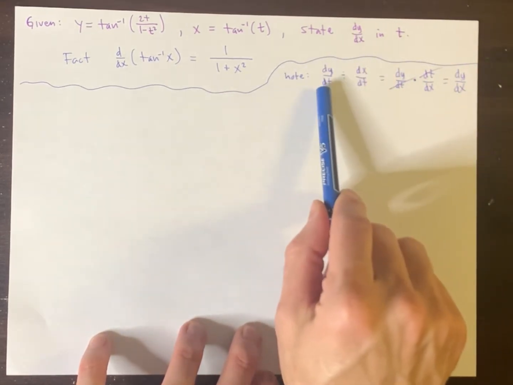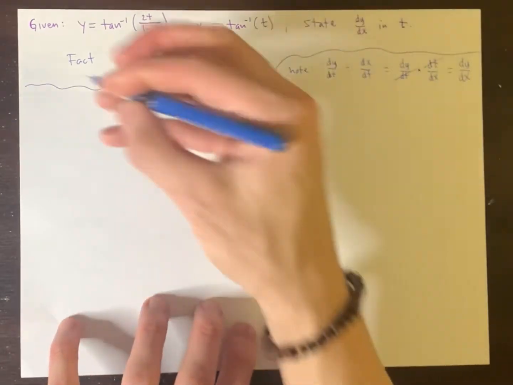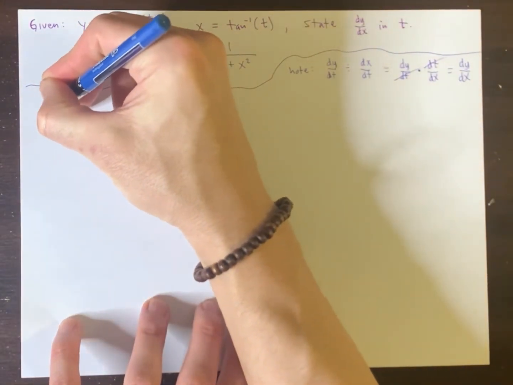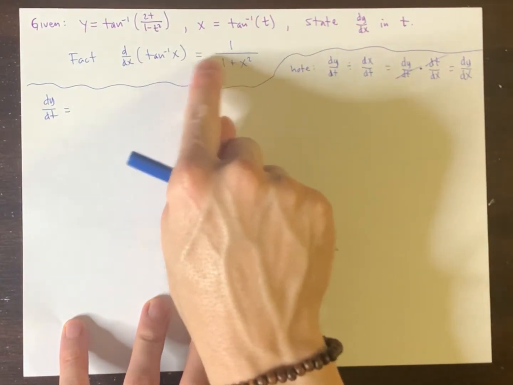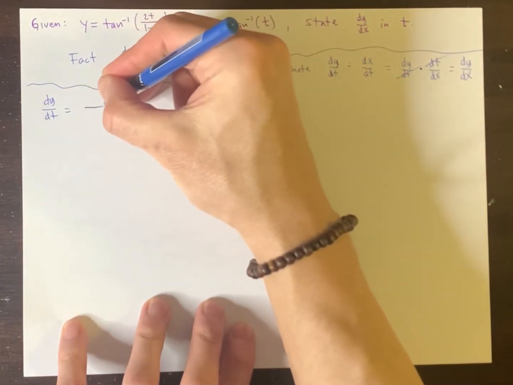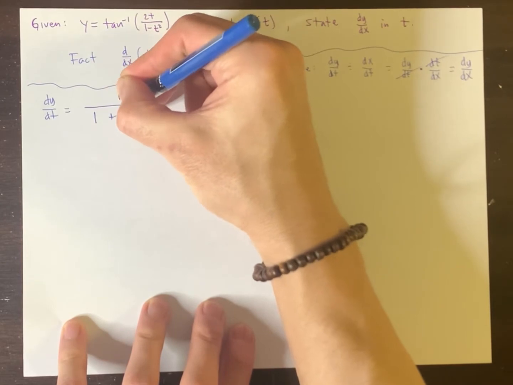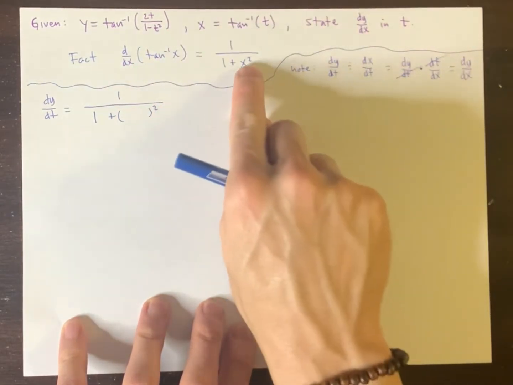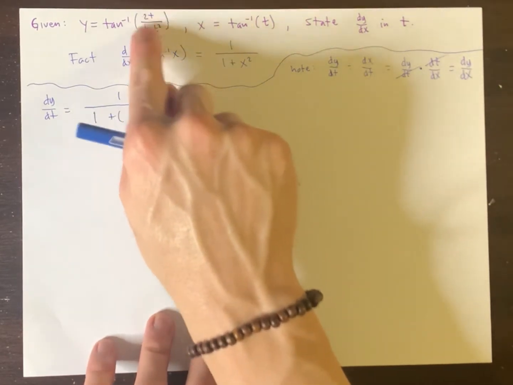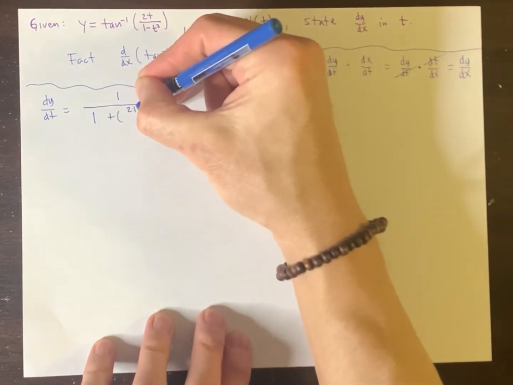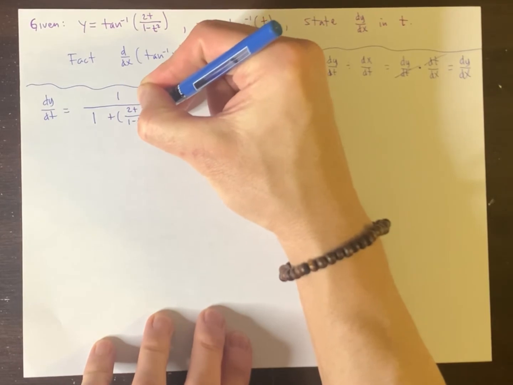The derivative of this with respect to t would be dy/dt equals, now the derivative of tan inverse is this. It's a ratio. It's 1 over 1 plus something squared. What goes in here? x. What's x? The original input, that content there: 2t over 1 minus t squared.